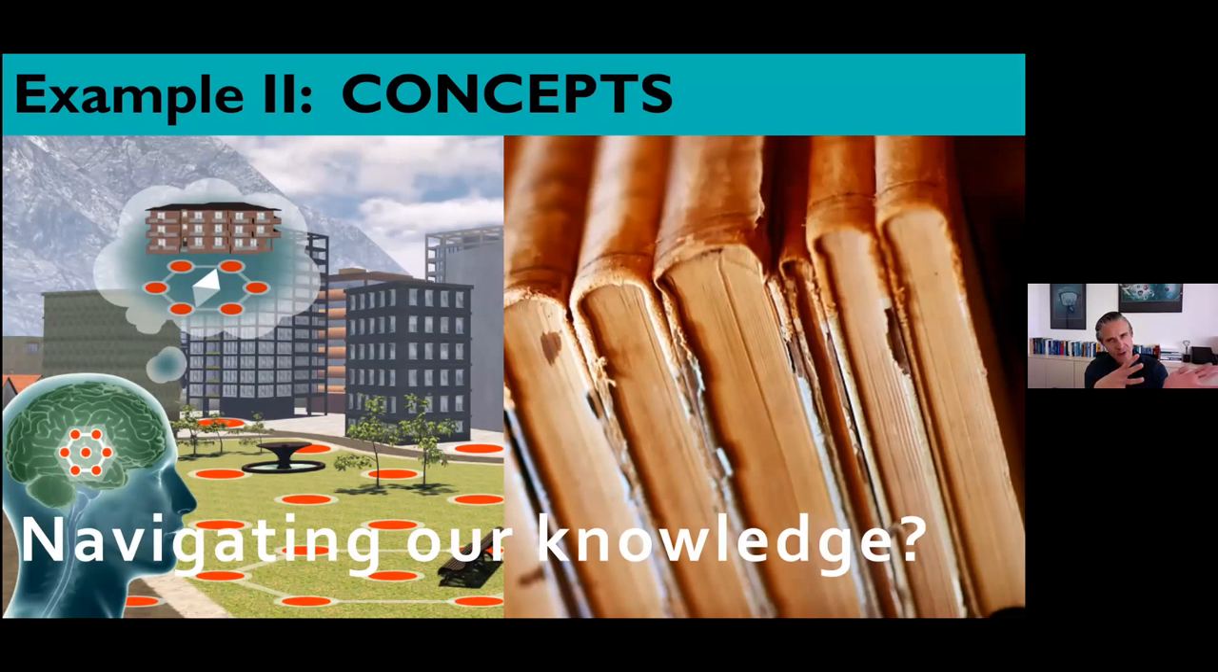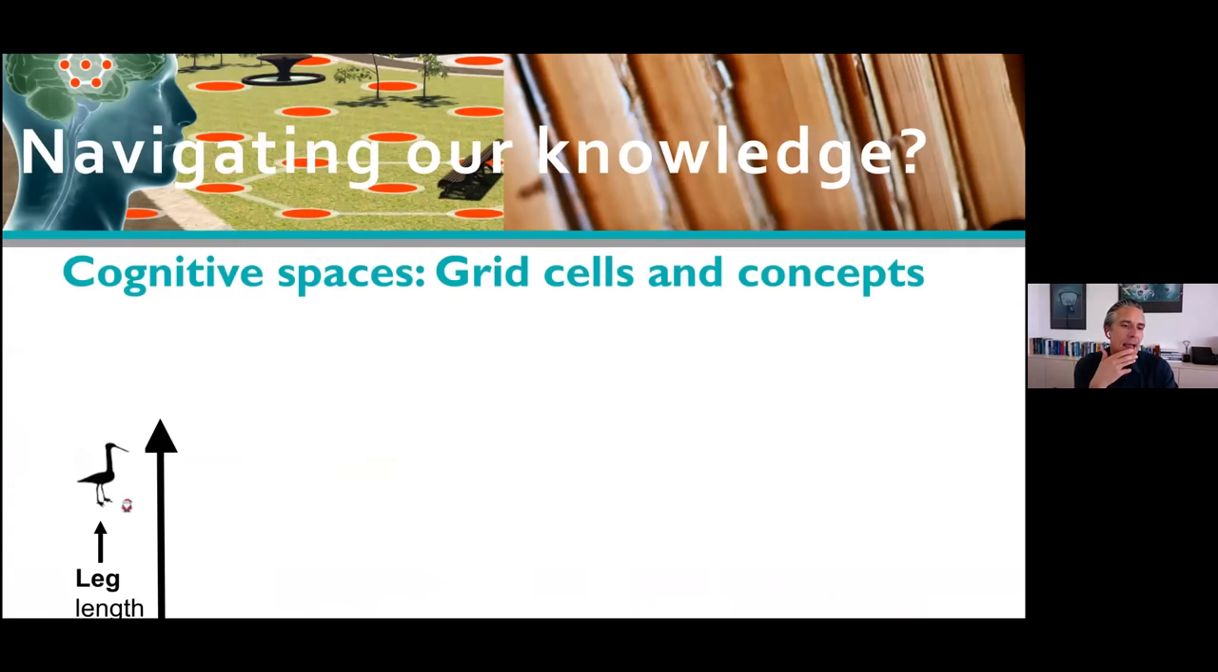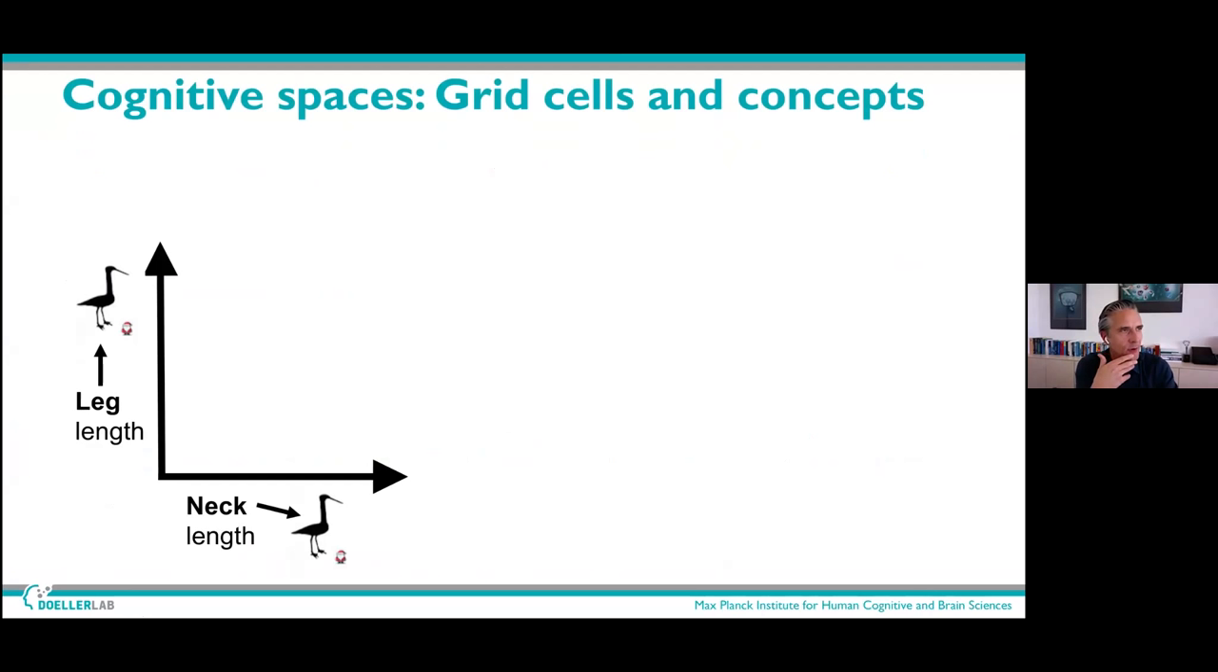To branch out into another domain, let me describe some work we did on abstract spaces. Let me start with describing a study by Tim Behrens' lab from Oxford University and UCL. What Tim Behrens' group did, they exposed participants to an abstract feature space. They didn't really show them the space, but they engaged them in a learning task so that they were then indirectly exposed to that space.